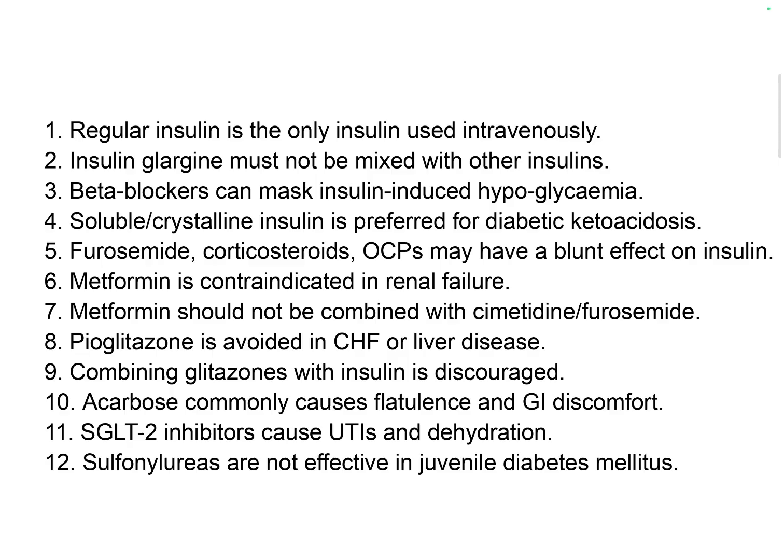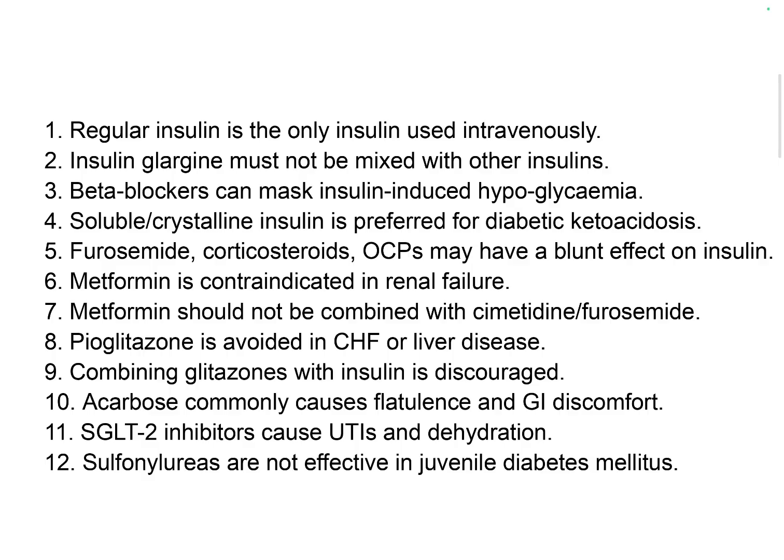Let's move to question number 2. Insulin glargine must not be mixed with other insulins. The answer is that insulin glargine has a pH of around 4. When injected subcutaneously, the body's neutral tissue pH neutralizes the acidic solution, causing it to microprecipitate and release slowly over 24 hours. Thus, it has a peakless background effect.